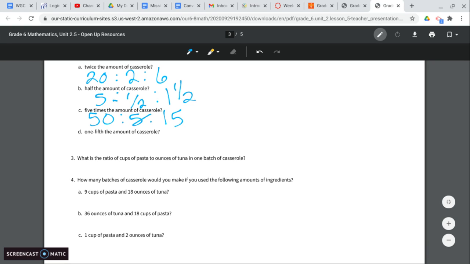Now, what about 1/5 the amount? That means taking 10 and dividing it by 5 is going to give us 2. 1 divided by 5 is going to give us 1/5. And 3 divided by 5 is going to give us 3/5.